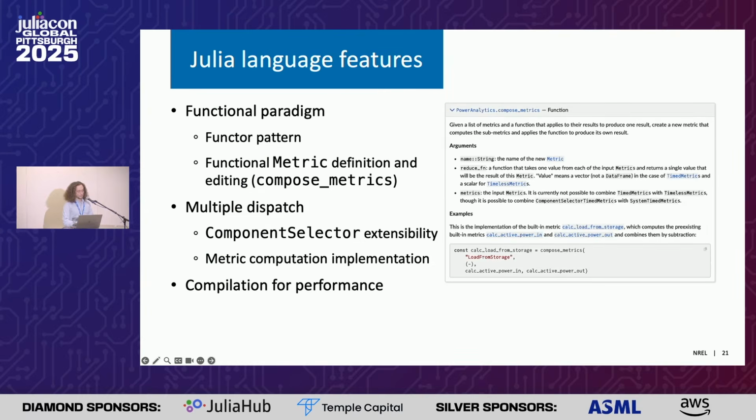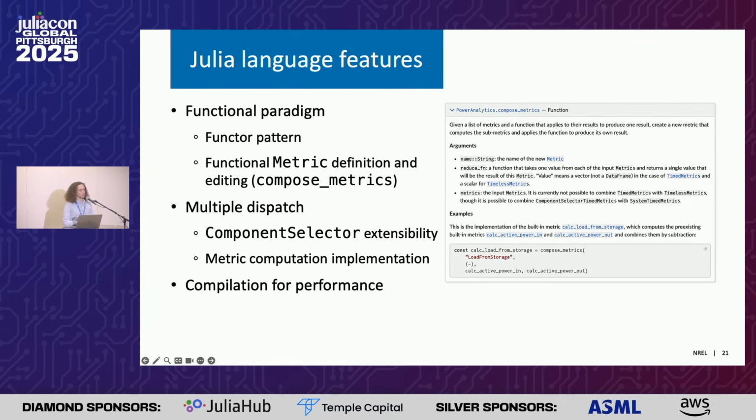Julia language features used to design this, lots of functional stuff. So the functor pattern in terms of callable metrics. Metrics in general are pretty functional. So you can see here we've even got this function compose metrics that takes multiple input metrics and a reduction function and creates a new metric that's like the function composition of the constituent metrics, and this is used to define some of our built-in metrics, and users can use this as well.